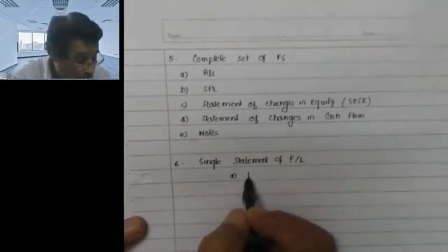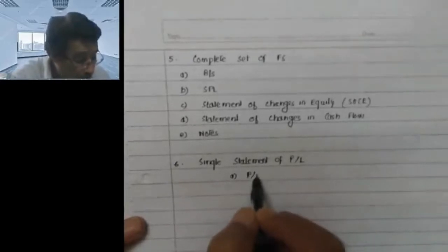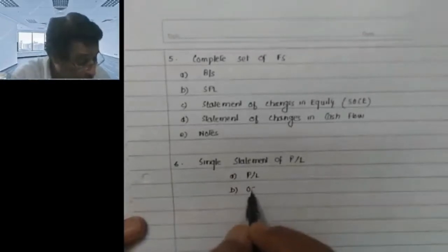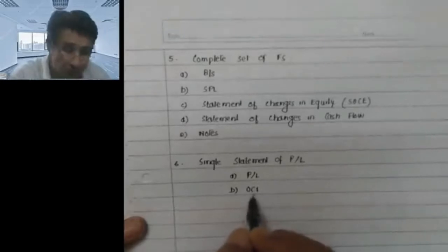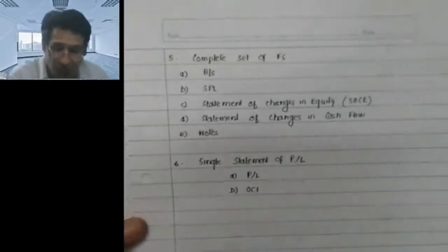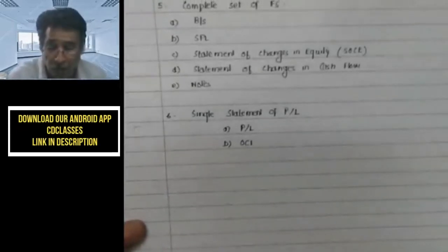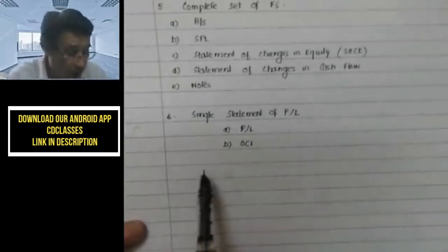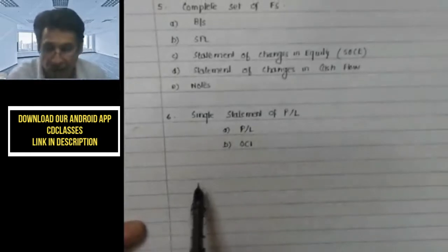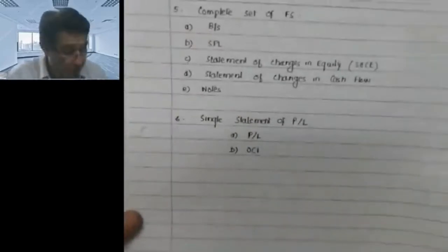Section A will have profit or loss, and section B will have other comprehensive income, but you will have one statement. Other comprehensive income, in short form, I have written. Regarding that, we will learn later on. Correct? So a single statement of profit or loss account has been prescribed by Ind AS 1 but not by IAS 1, because IAS suggested two separate statements of P&L, you can say that way around. Correct?